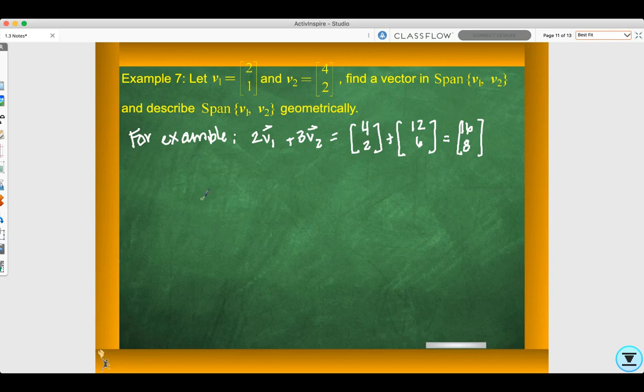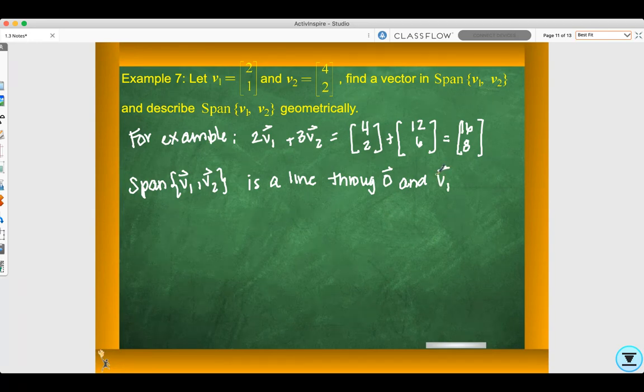You would also notice about this (16, 8), I could multiply v1 by 8 and get (16, 8). I can multiply v2 by 4 and get (16, 8). So span v1, v2 is a line through 0 and v1, since v2 is a multiple of v1.